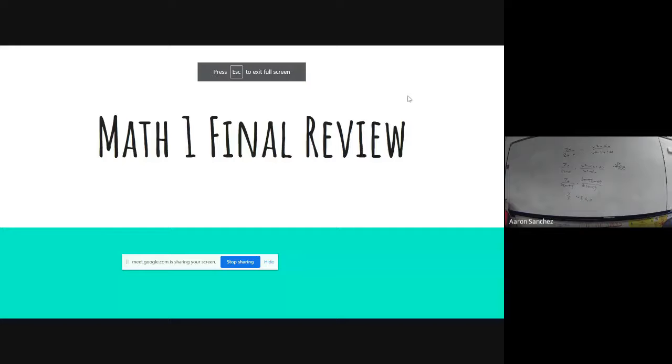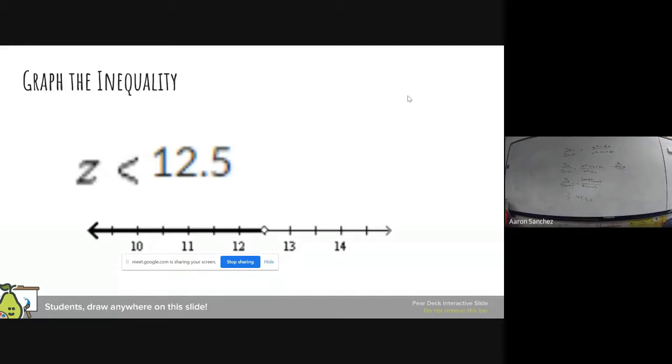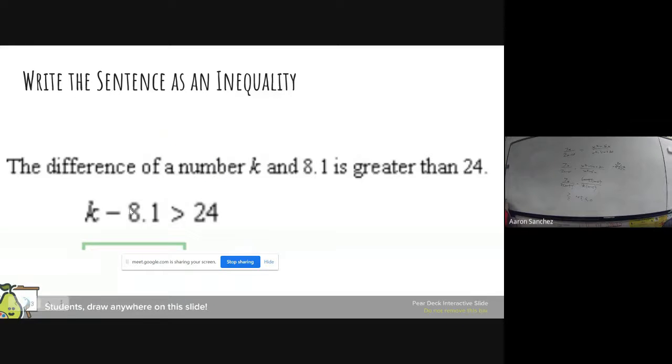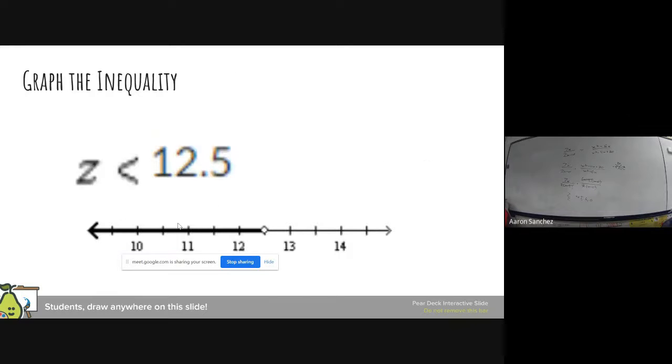I'm doing this for the recording. I think it'll record it if I put it as a presentation, these problems. Okay, so there's the answer. K minus 8.1, the difference of K and 8.1 means subtraction, is greater than 24. Make sure there's no line under there. It's not greater than or equal to.